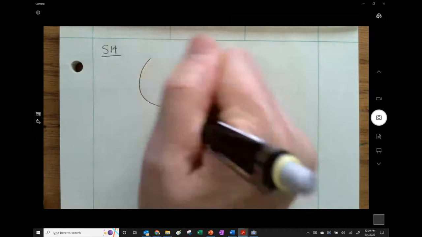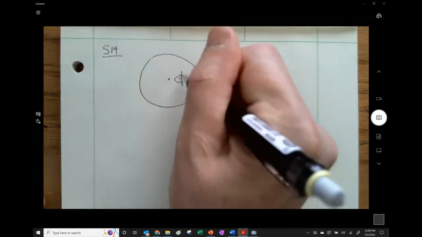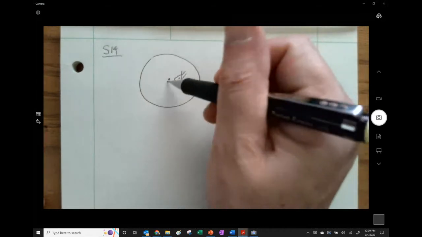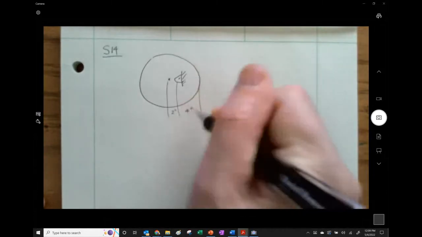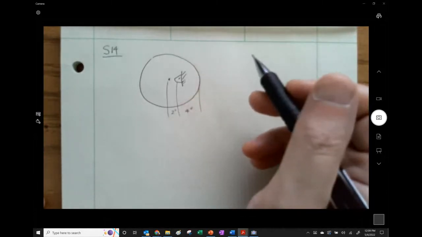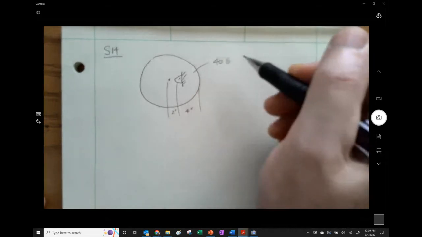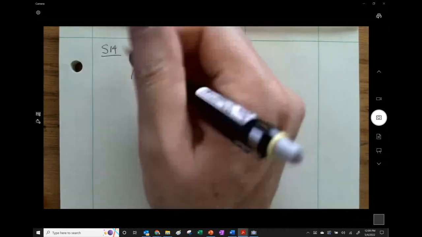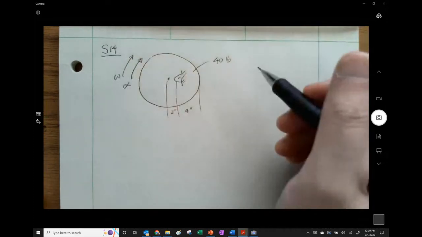S14, and I'll draw out the problem. And let's see, I guess this is 2 inches and this is 4 inches, and this thing weighs 40 pounds. And right now it has an alpha here and an omega there.